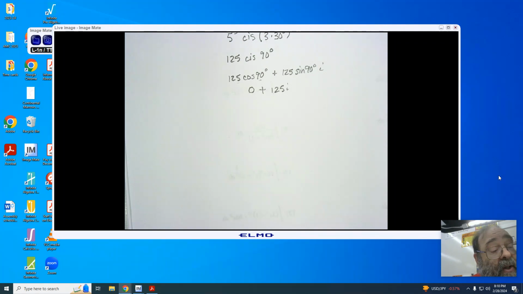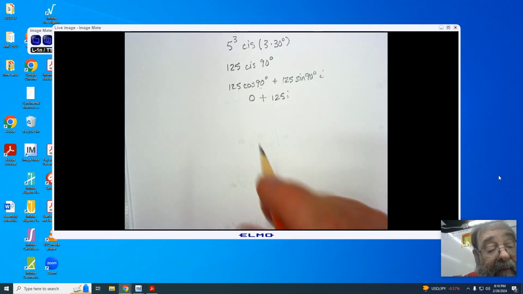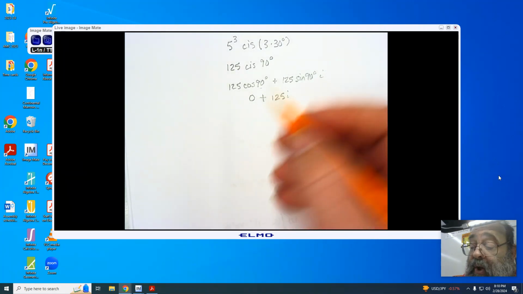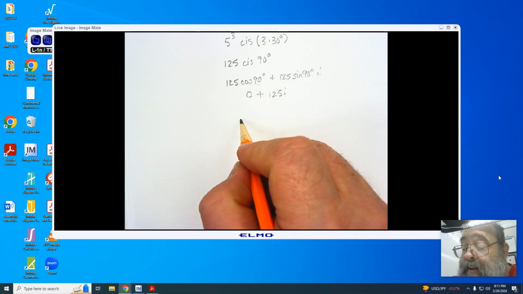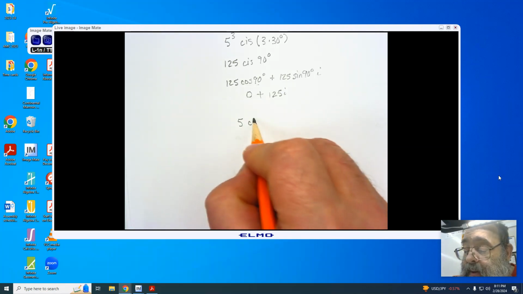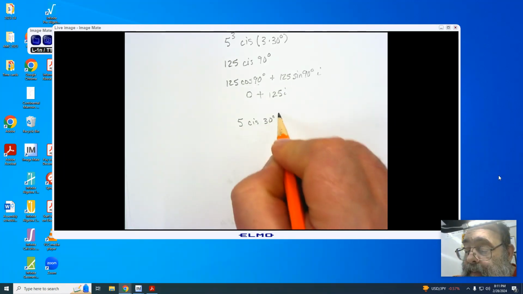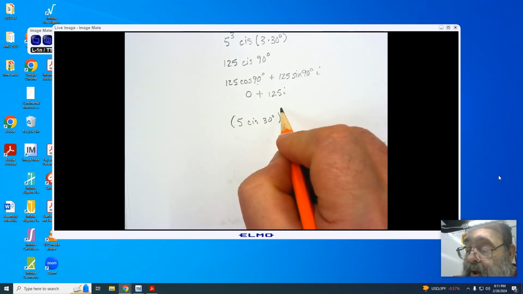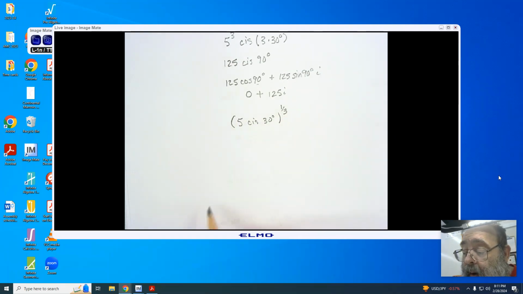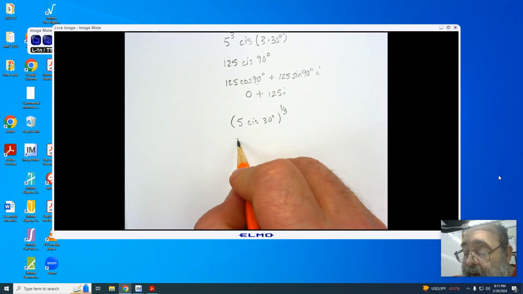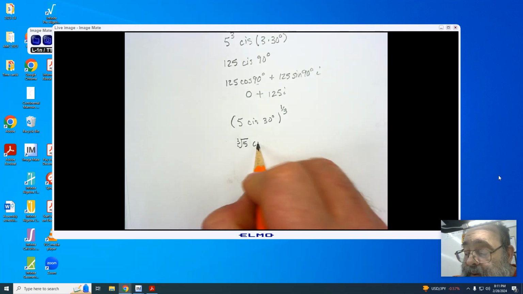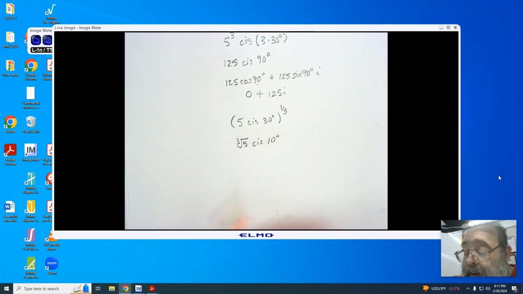Now, DeMoivre's theorem also works with roots. So, for example, let's say I wanted to find the cube root. So let's take 5 cis 30 degrees, and we're going to take it to the cube root, which is a 1/3 power. That gives me the cube root of 5 cis 10 degrees. Notice how easy that was. Once again, a heck of a lot easier.